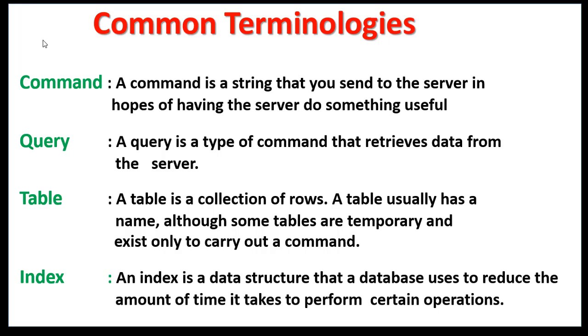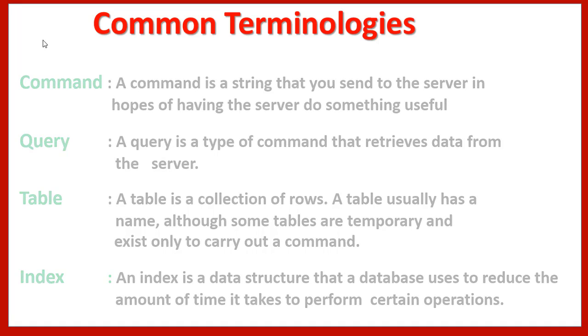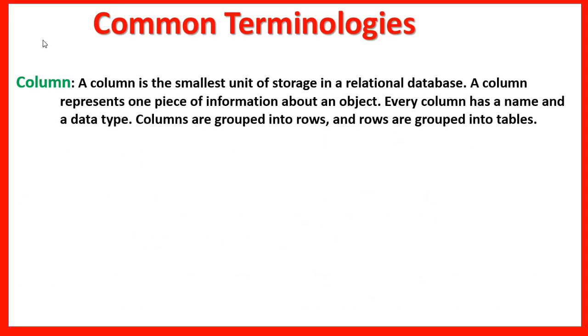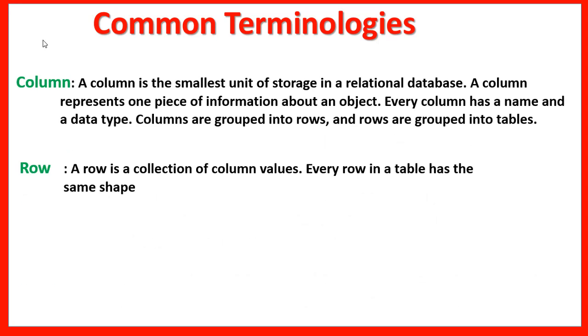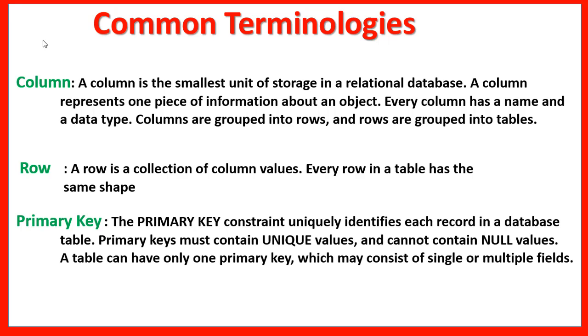An index is a data structure that a database uses to reduce the amount of time it takes to perform certain operations. Column: a column is the smallest unit of storage in a relational database. A row is a collection of column values. Every row in a table has the same shape.